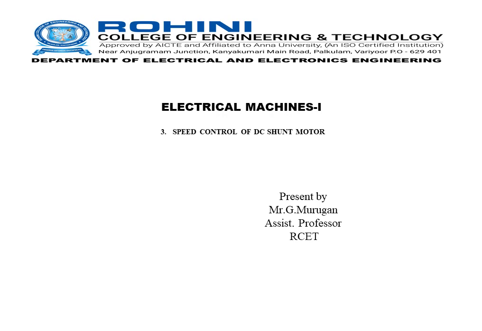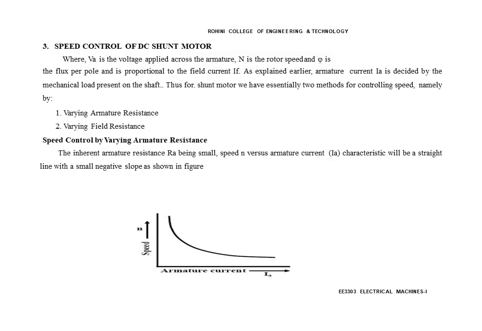Next we are going to see about speed control of DC shunt motor and the starting method of DC motor. The speed control of DC motor can be achieved by varying the armature resistance and by varying the field resistance. First, let us see the speed control by varying the armature resistance.